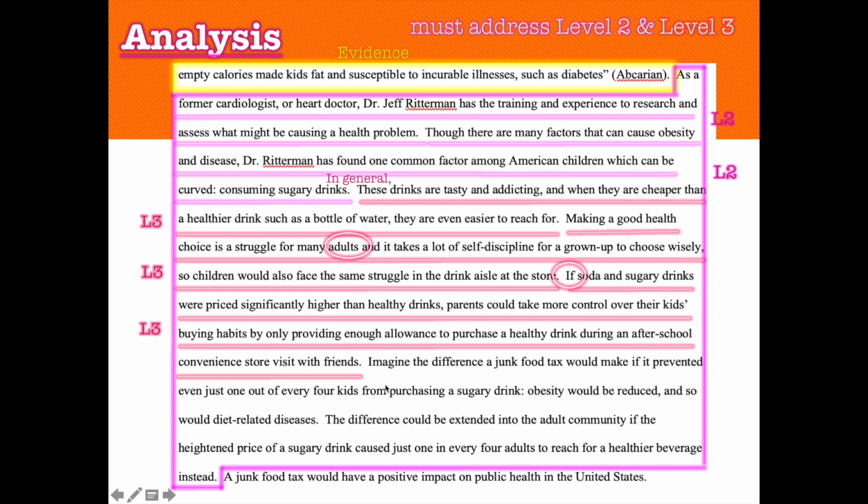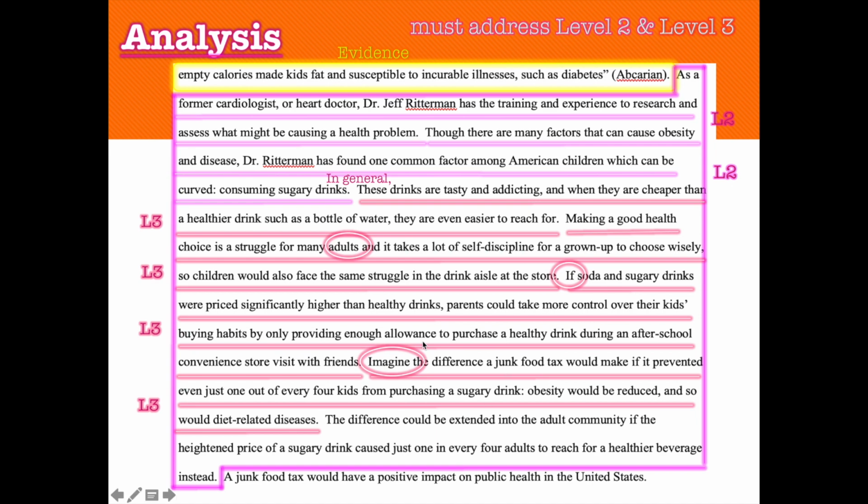Next sentence, imagine the difference a junk food tax would make if it prevented even just 1 out of every 4 kids from purchasing a sugary drink. Obesity would be reduced, and so would diet-related diseases. This is level 3. I've got this word imagine. It works a lot like the word if. It's presenting an alternate universe, a hypothetical situation where if we do what I say we should do, this is the difference it will make.